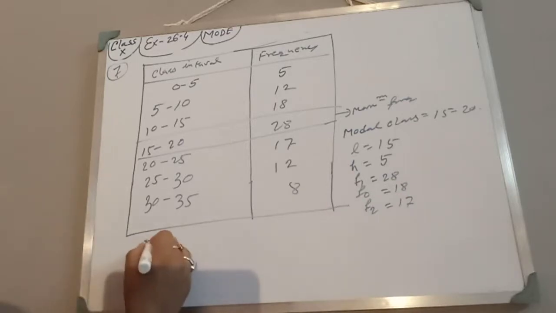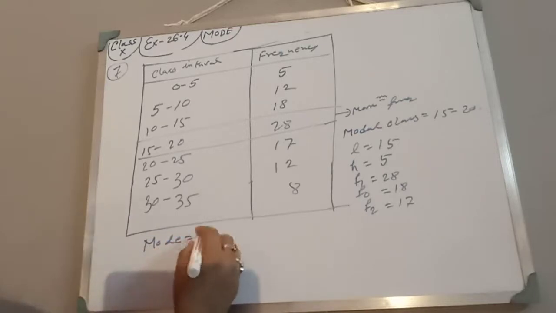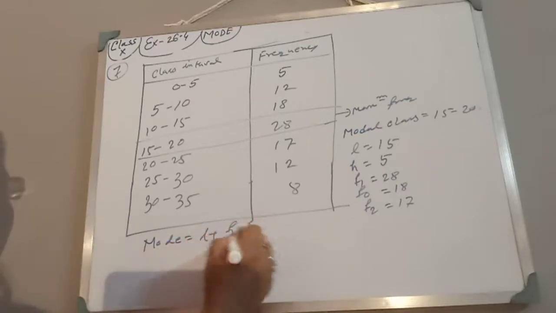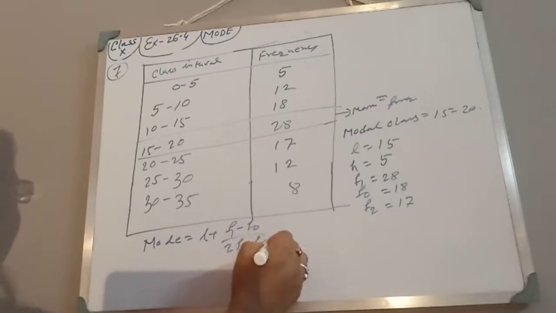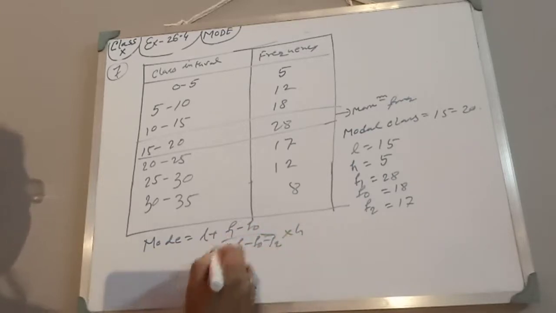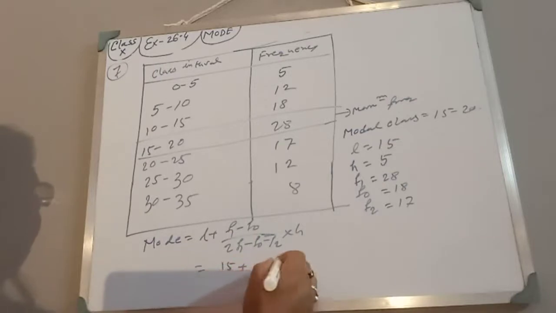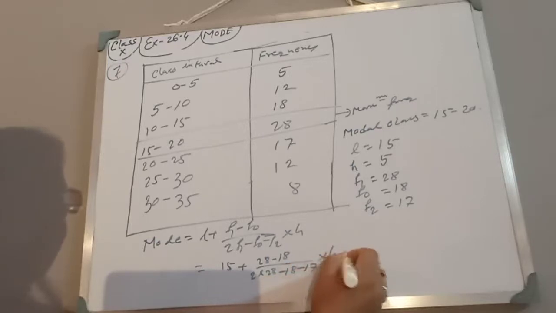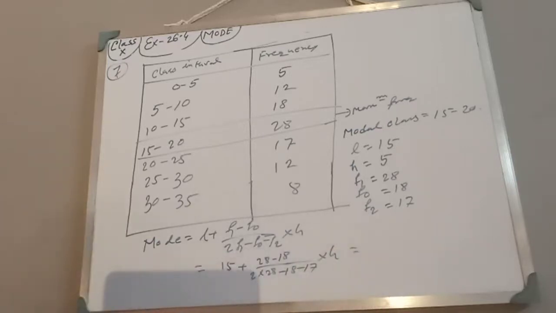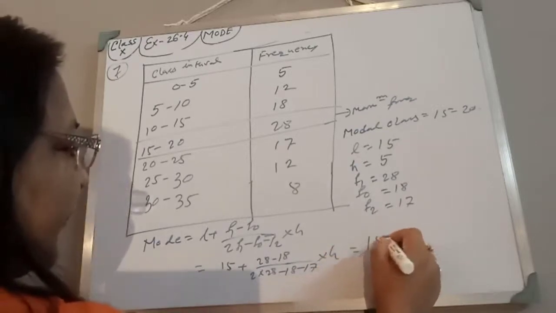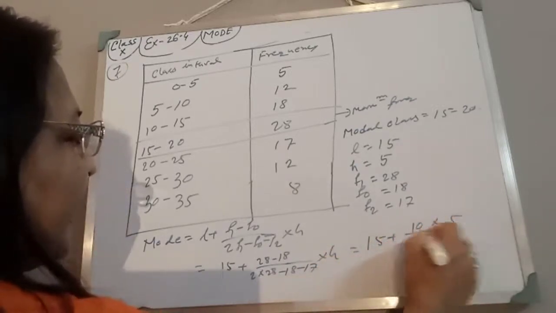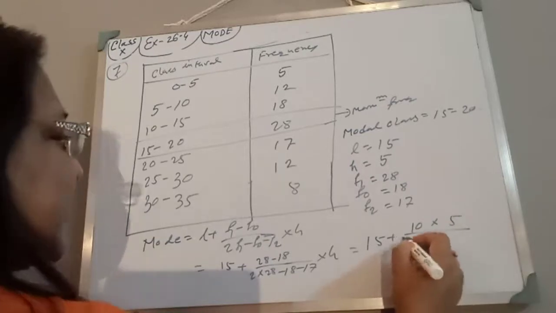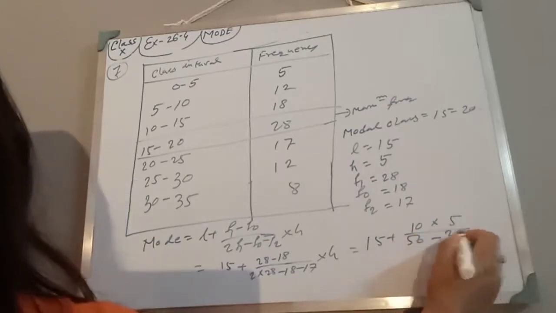Okay. Now find the mode. The value is L plus (F1 minus F0) by (2F1 minus F0 minus F2) into H. Put the values: 15 plus (28 minus 18) by (2 into 28 minus 18 minus 17) into H. So 28 minus 18 gives us only 10. So 15 plus 10 into 5 divided by 2 into 28, 56 minus 35.